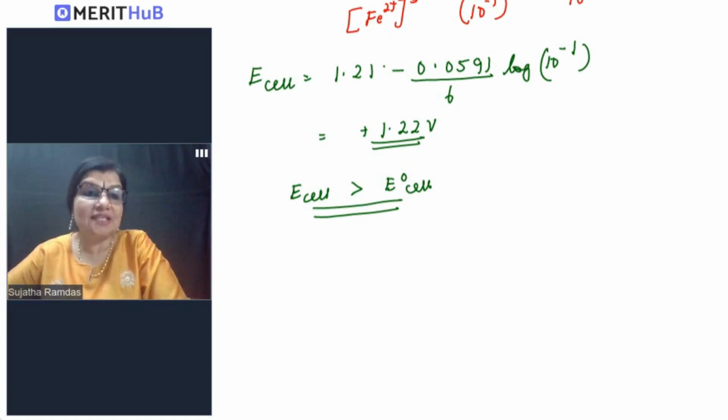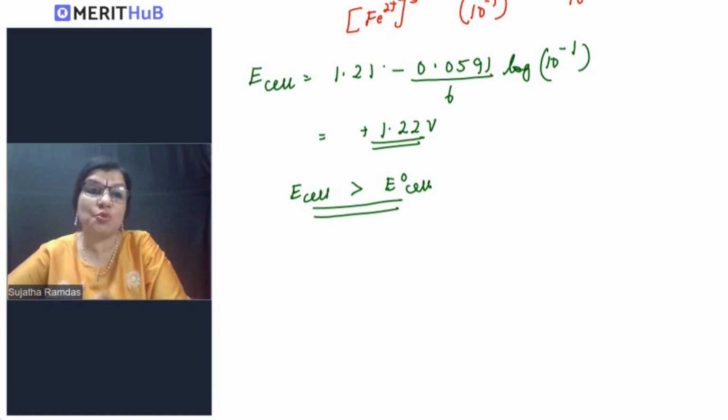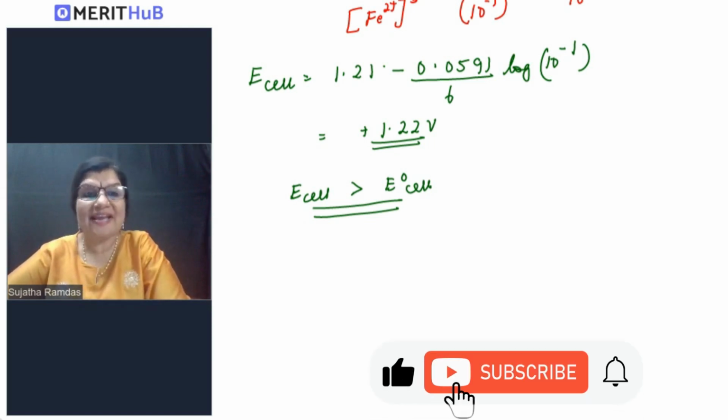So this was a discussion to make the concept of the Nernst equation easy to apply in various questions that you may see in competitive exams.